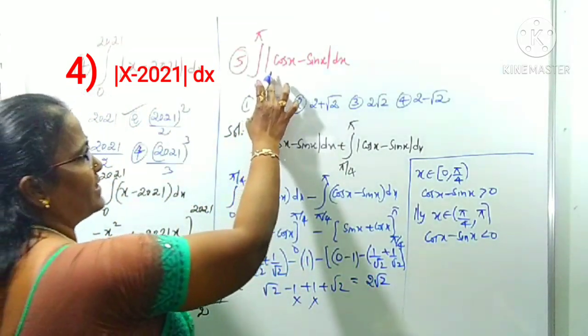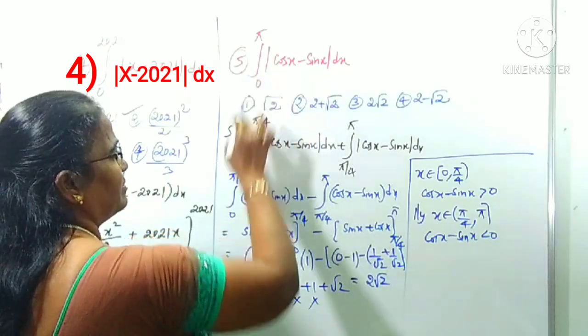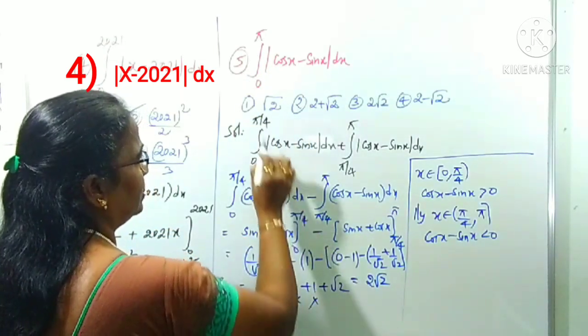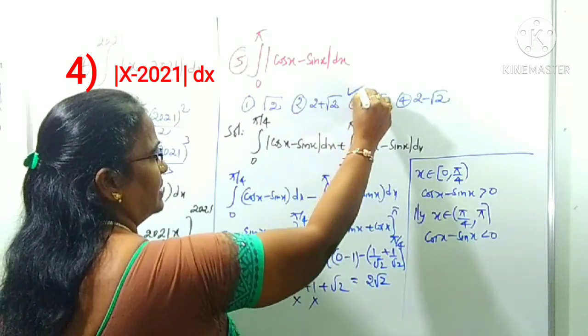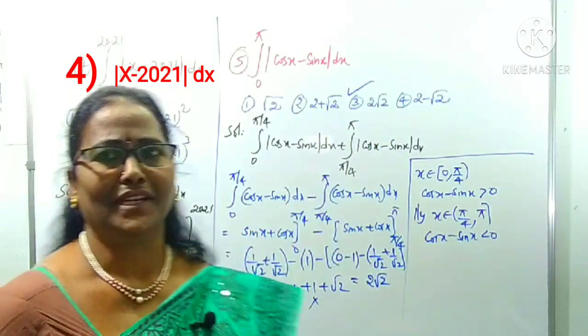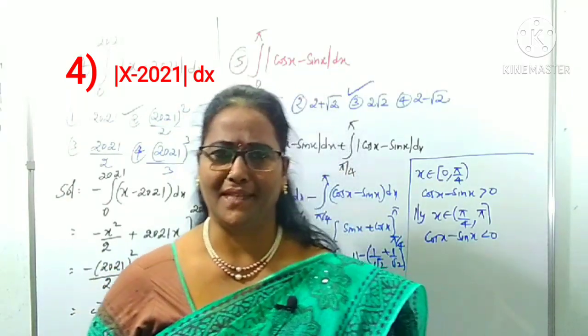The integral of mod of cos x minus sin x from 0 to pi by 2 has the value 2 root 2. According to the options, which is the correct one? Yes, this is clearly the third option. Is it clear? Now you can come across some more bits, right?